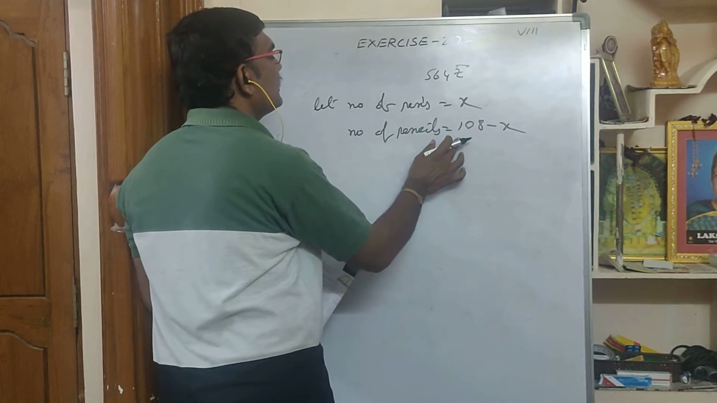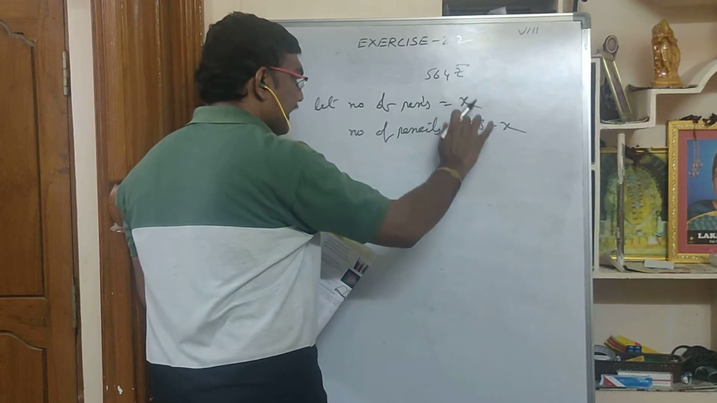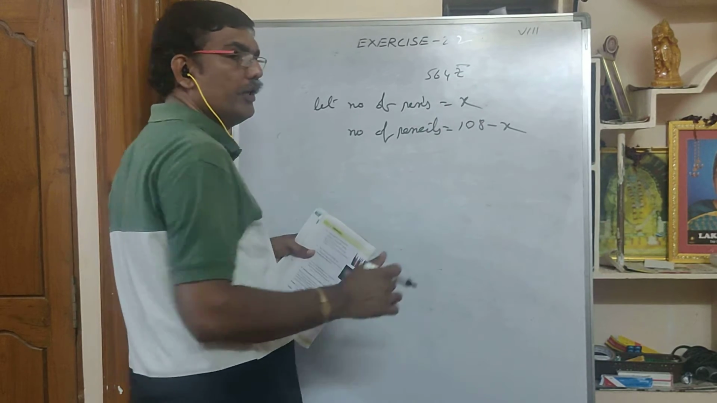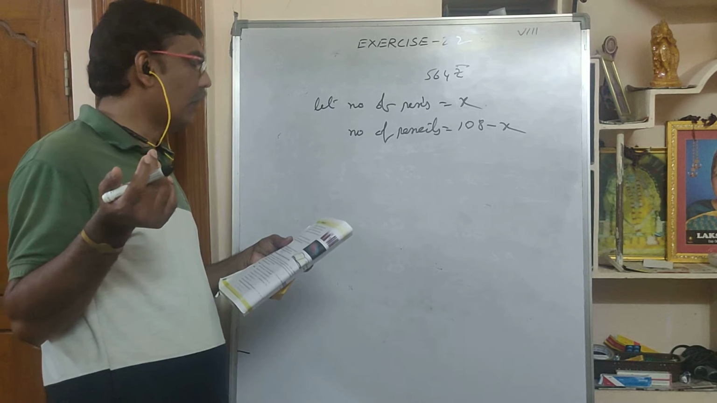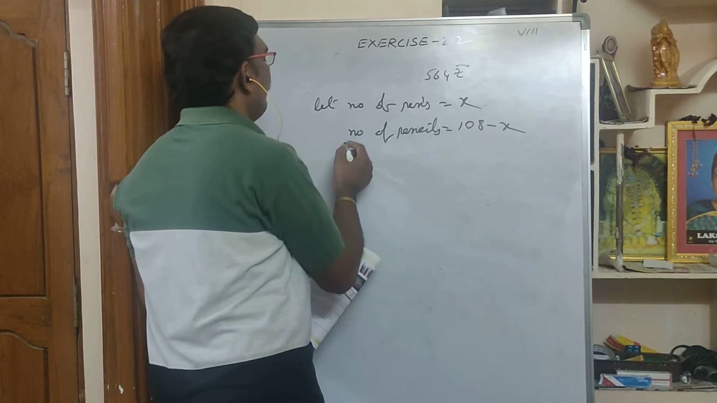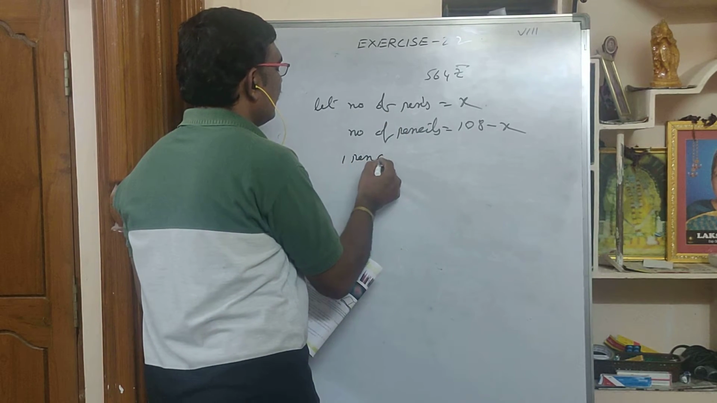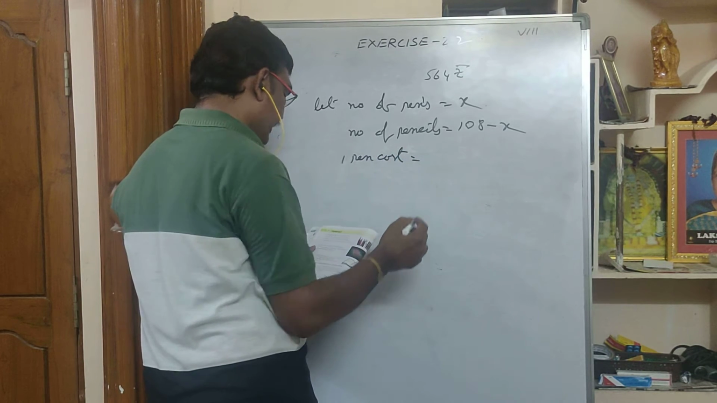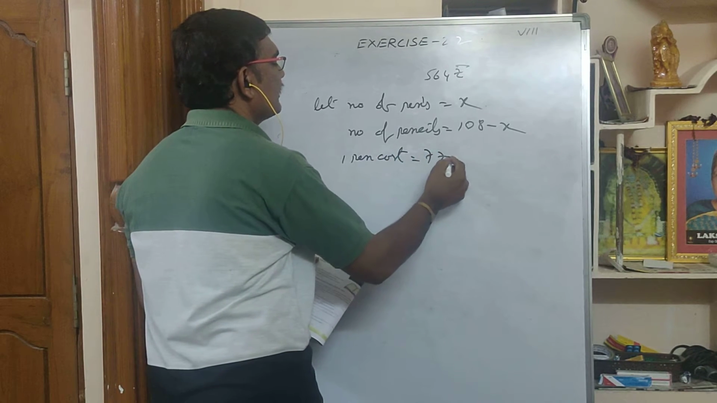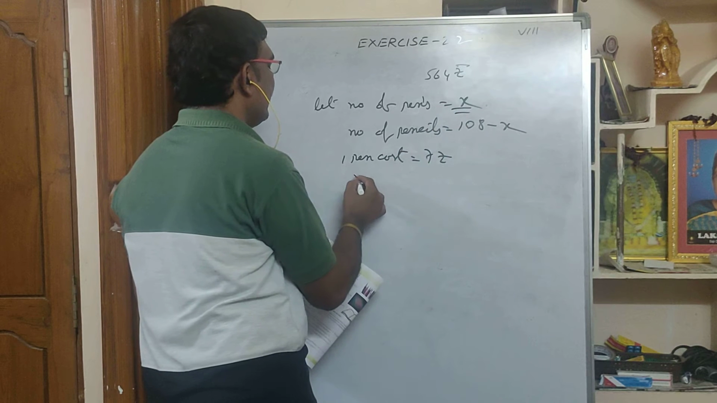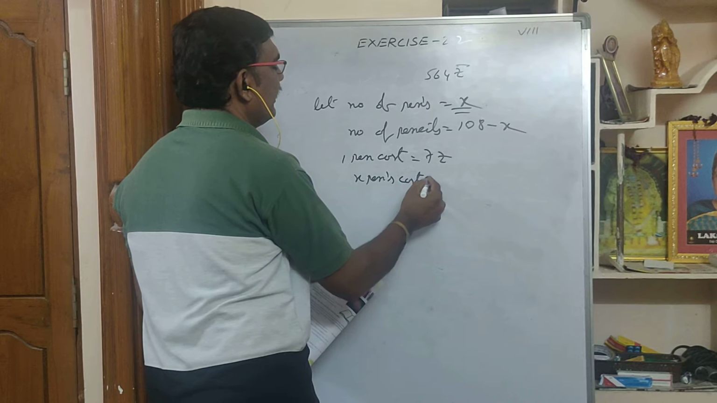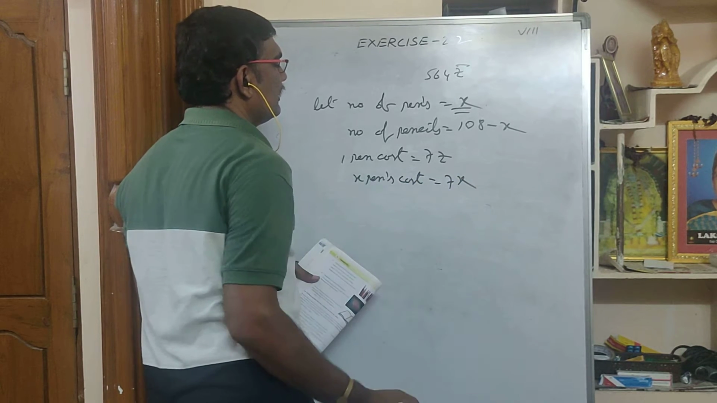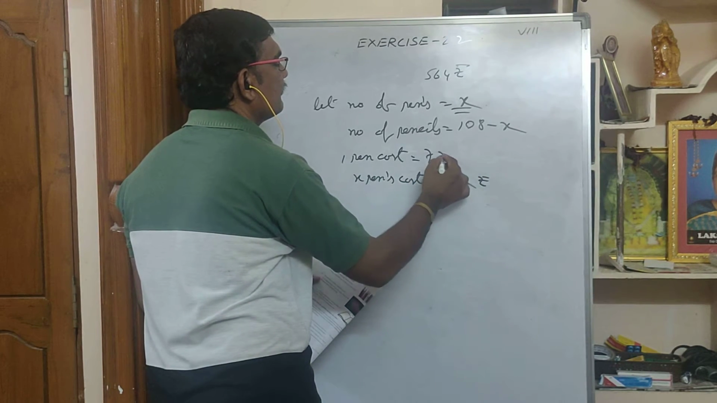Why this one? It means the total of pens and pencils together. If you add these two, you should get 108. That is what is given: the total things are 108. Now one pen costs how many rupees? 7 rupees. How many pens did he purchase? x pens. The cost of x pens will be 7 into x, that is 7x rupees.